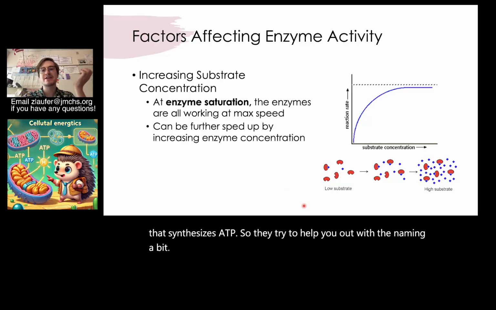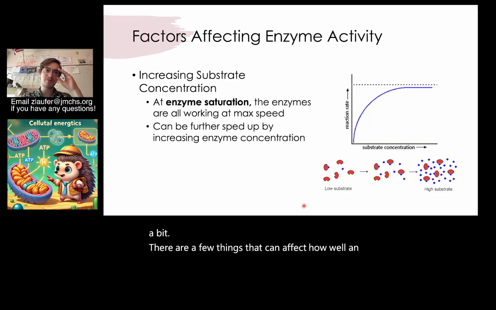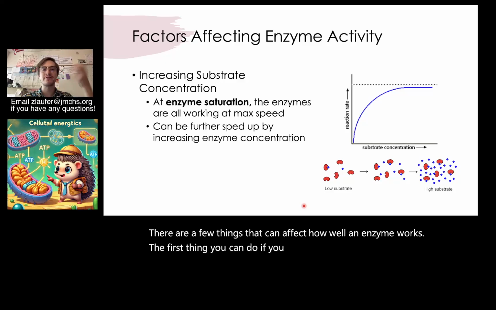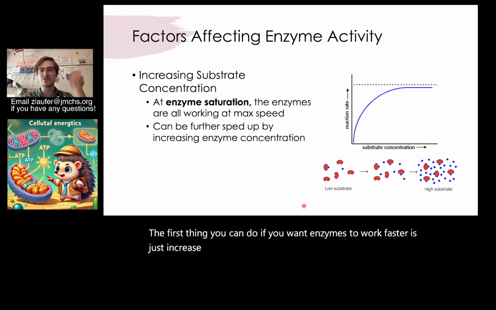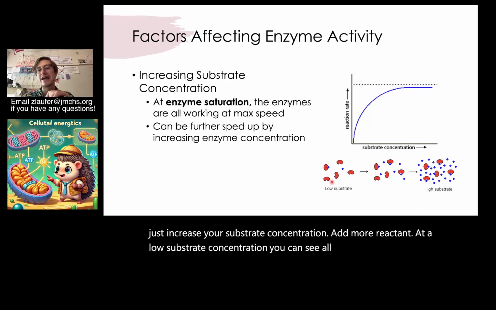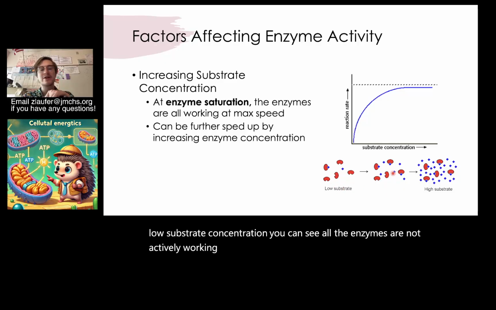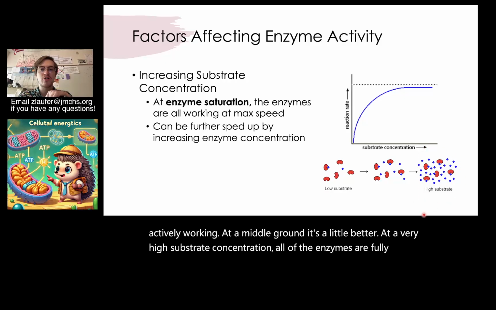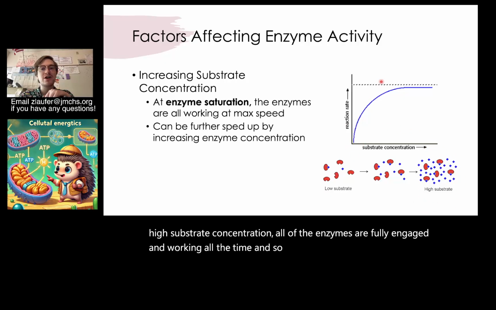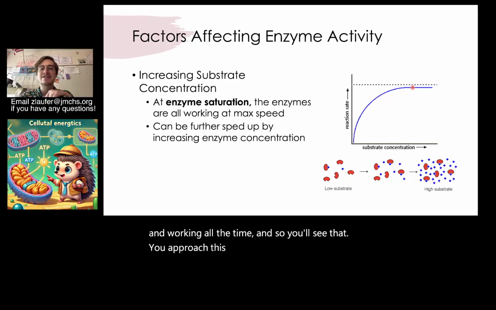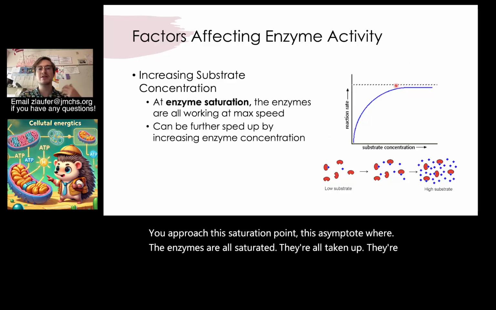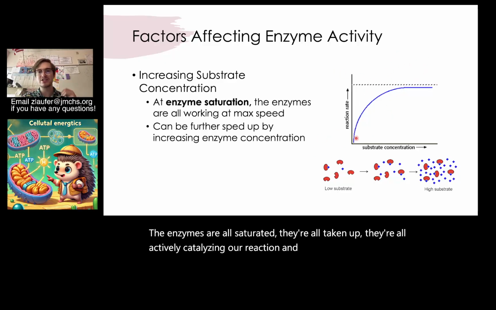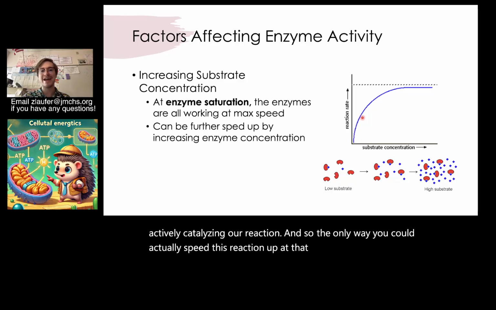There are a few things that can affect how well an enzyme works. The first thing you can do if you want enzymes to work faster is just increase your substrate concentration. Add more reactant. At a low substrate concentration, you can see all the enzymes are not actively working. At a middle ground, it's a little better. At a very high substrate concentration, all of the enzymes are fully engaged and working all the time. And so you'll see that you approach this saturation point, this asymptote, where the enzymes are all saturated, all taken up, all actively catalyzing a reaction. The only way you could actually speed this reaction up at that point would be to add more enzyme.